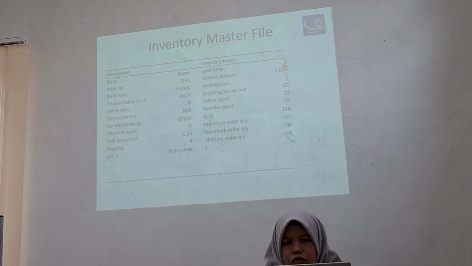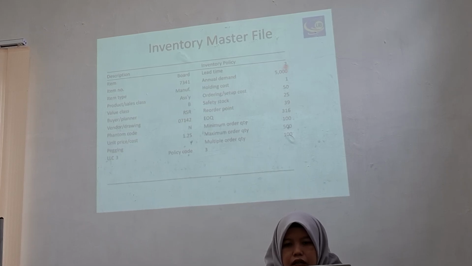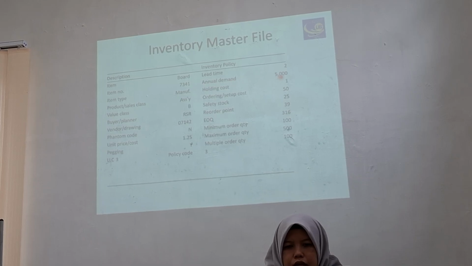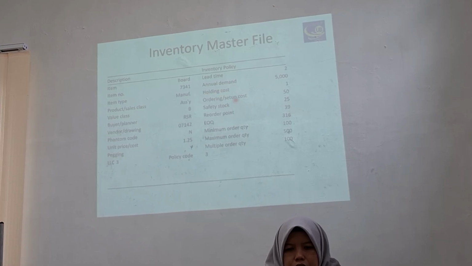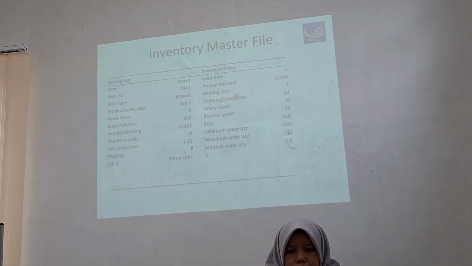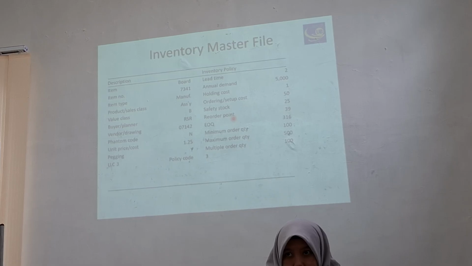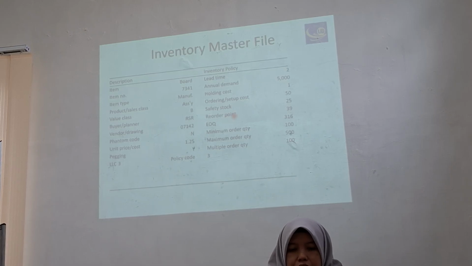Lead time, it is 2. There is no information whether 2 months or 2 weeks. The unit must be there. 2 weeks, yes, 2 weeks. For the annual demand, 5,000 units. The costs are holding cost and setup cost, the cost for holding and ordering, safety stock, reorder point. Do you still remember what the reorder point is? Yes, the point at which we must order, pre-order, to supply.